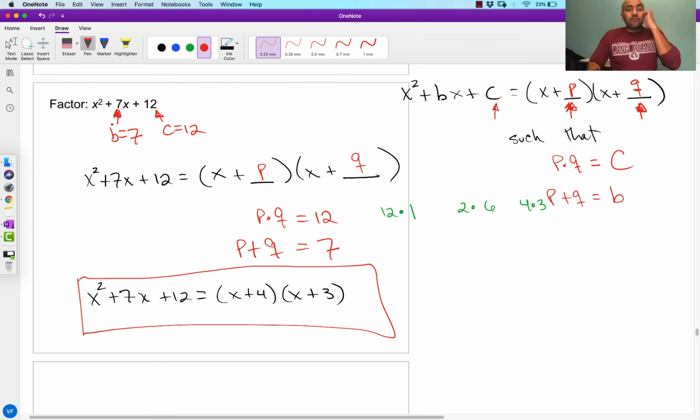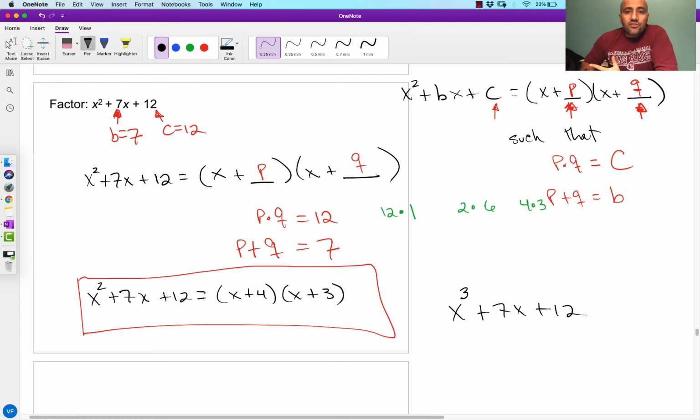Okay. Be careful that it fits this pattern. If it doesn't fit this pattern, you can't do this. For example, if this had been x cubed plus 7x plus 12, good luck. Do it some other way. It doesn't work this way. This is only valid for things that fit this form: x squared plus blank x plus blank, right? It has to fit that form.